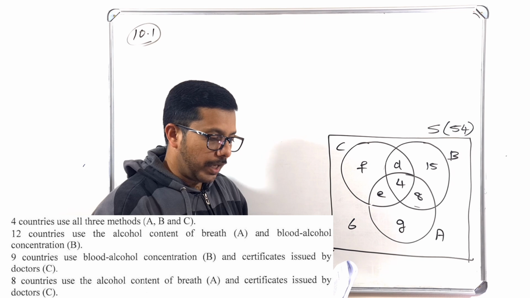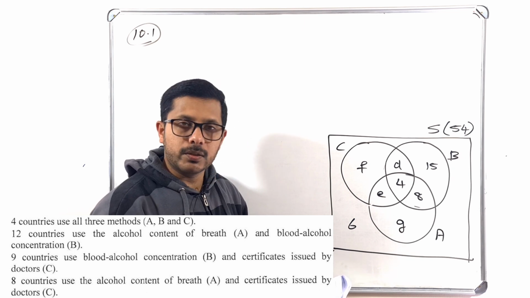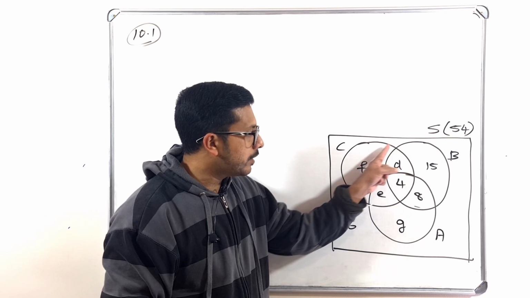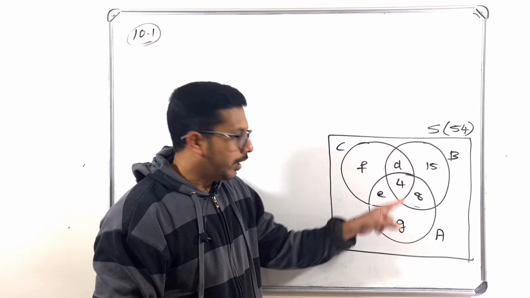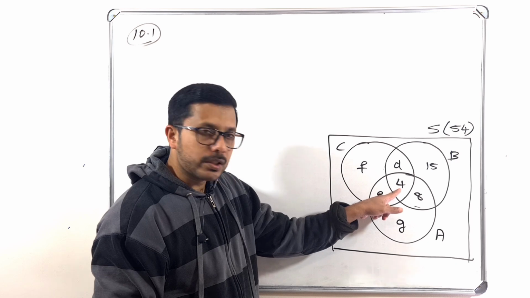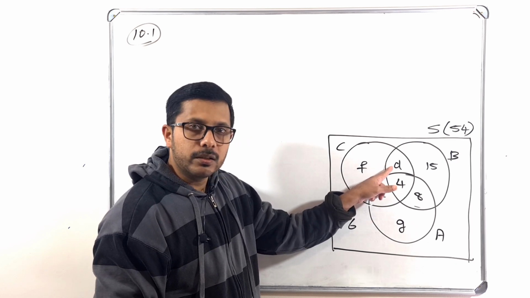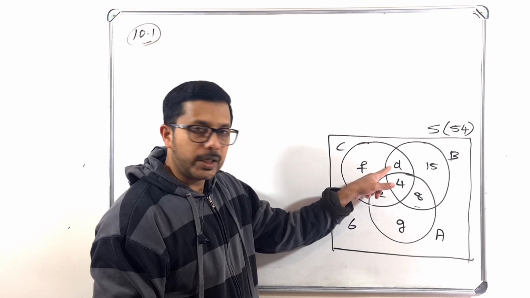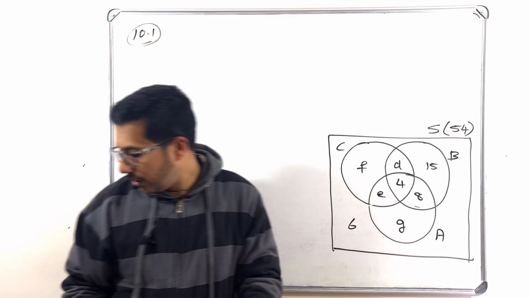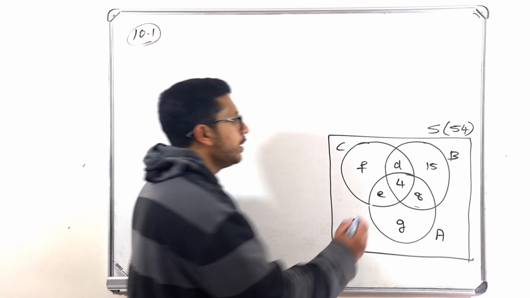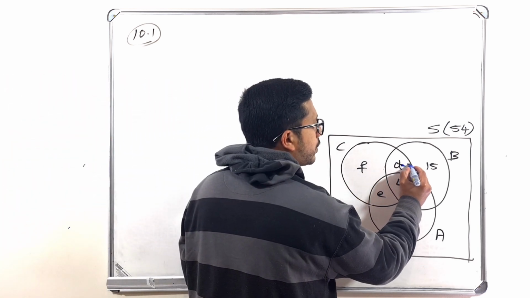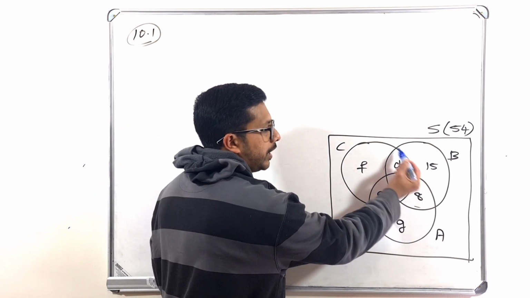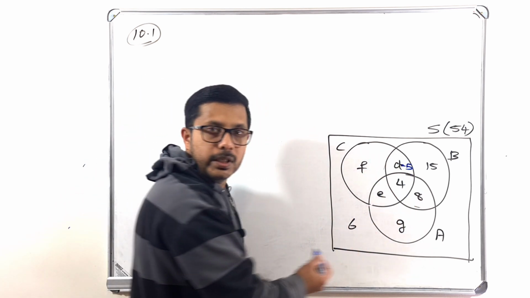So here in this common space for B and C, the total is 9. On this space we already know that it is 4. So what is remaining here? Total is 9 and here on this space 4, so the value of D is 5. How do you get 5? Then only we will get the total of this area as 9. 5 plus 4, that is 9.